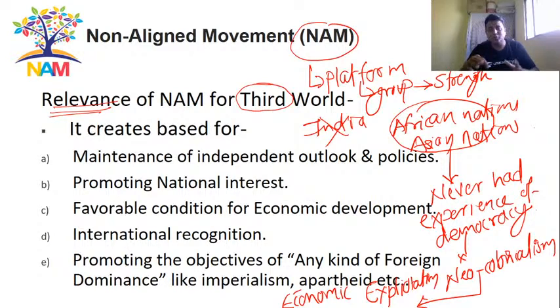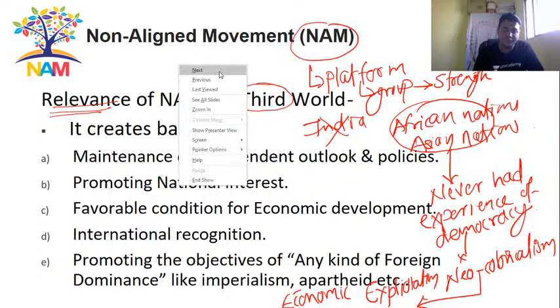Clear? So just imagine these were small independent countries, with no experience of democracy and all. If NAM were not there, then definitely most of the countries would fall into the trap of new colonialism and become the victim of economic exploitation once again. Clear? So that's why NAM was relevant for them at that time. NAM is relevant for the third world right now as well.